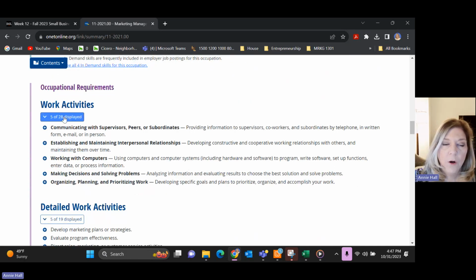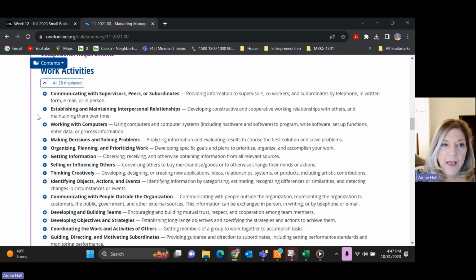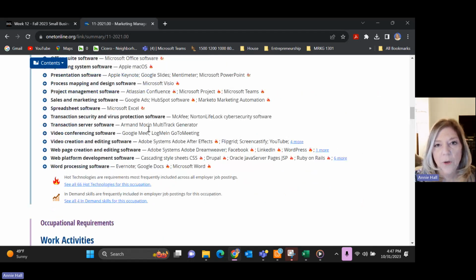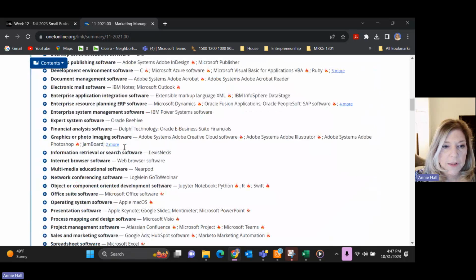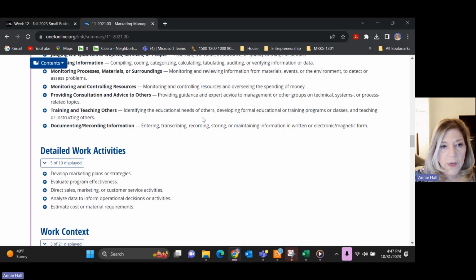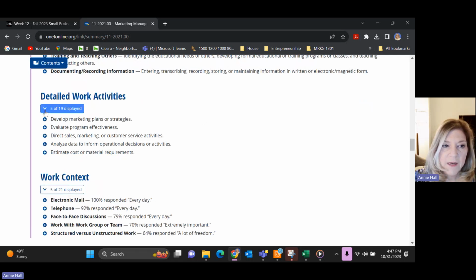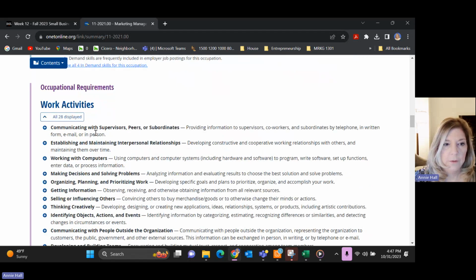You can also decide what work activities are important so that you can load those into your job description. And again, you can see here it's listed 28 work activities typically associated with a marketing manager. So you can see all of these things. You can see the work activities. Some of these are probably going to be applicable to your situation, and you would want to include those. Then we can also see some detailed work activities. So these are general activities like, let's see if we can find one.